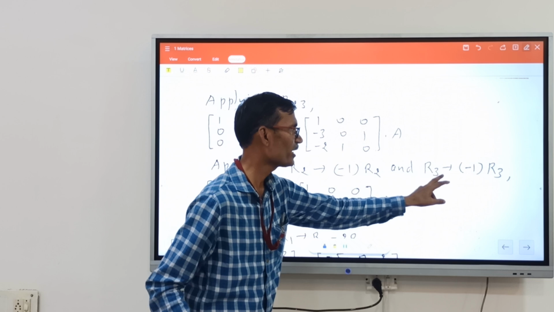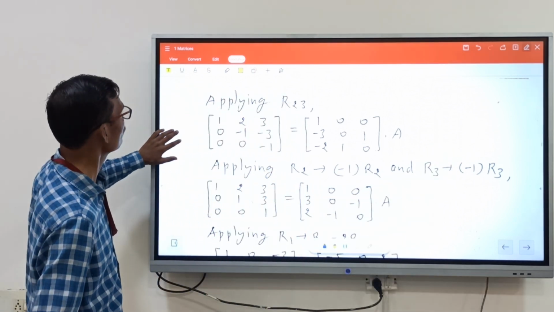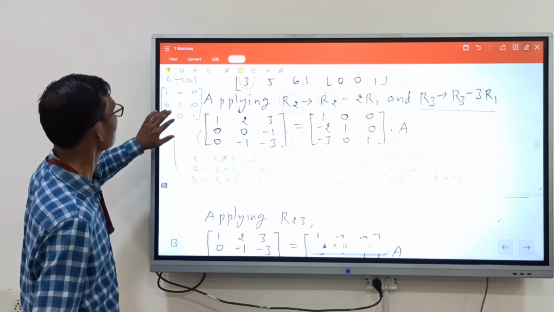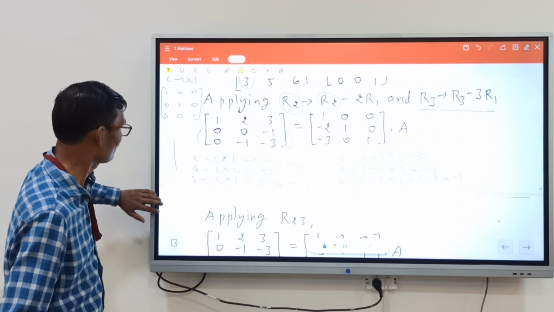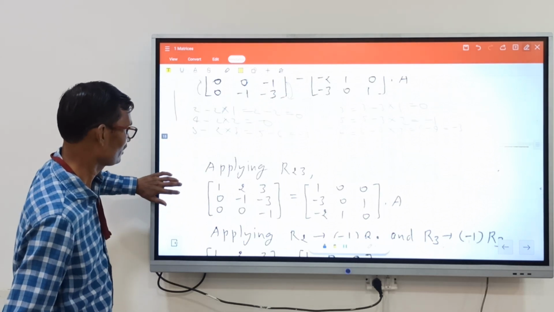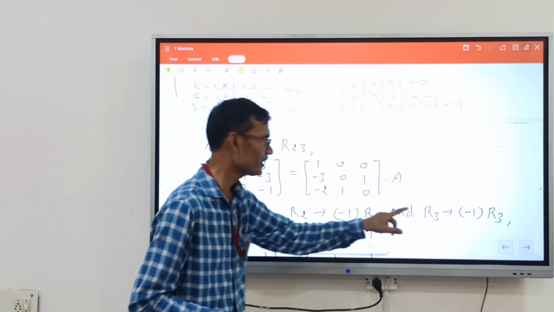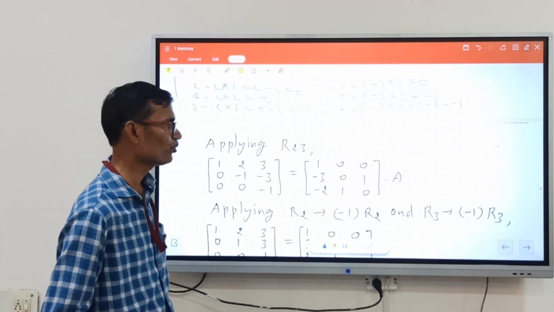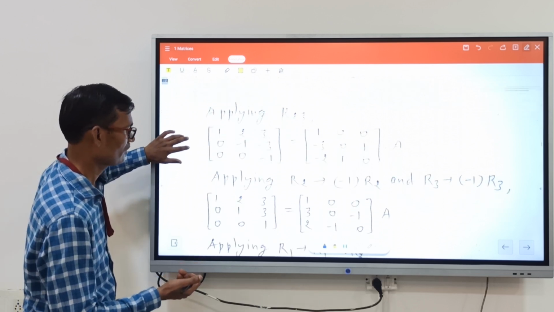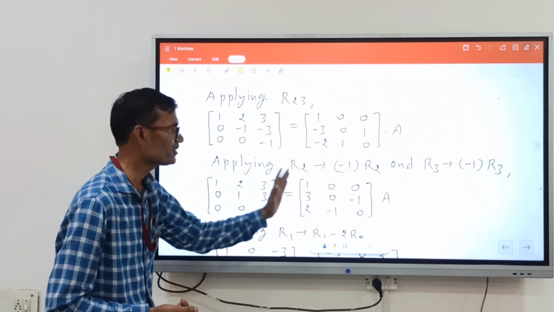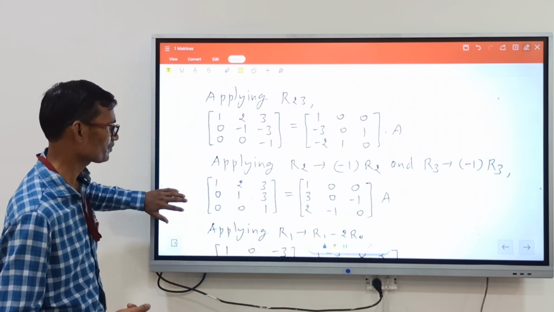And similarly, we have to multiply the third row by minus 1. Why are we doing it? As you know, we have to make the third diagonal element 1 also. Since it is already minus 1, we can do the same thing. That's why I have multiplied the third row by minus 1 so that it also becomes 1. The same operation we are applying on the right hand side matrix.